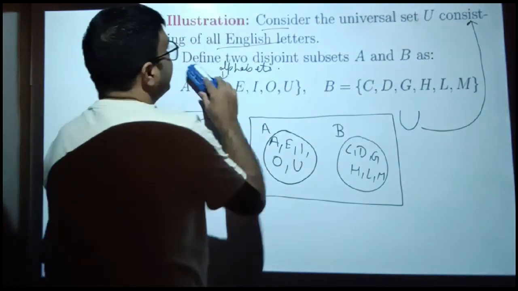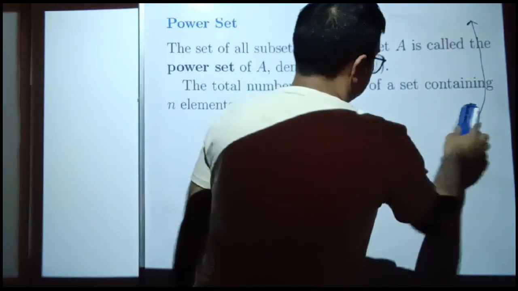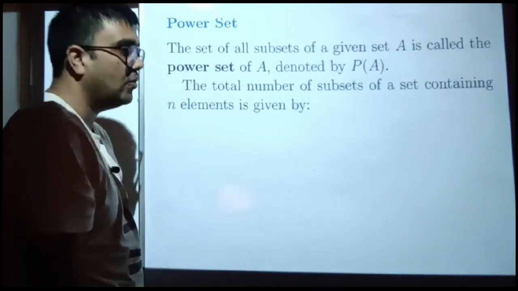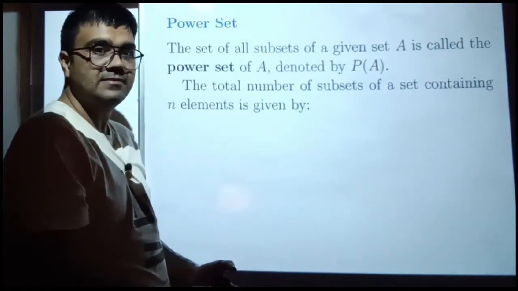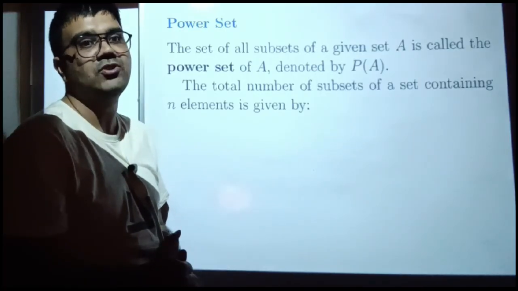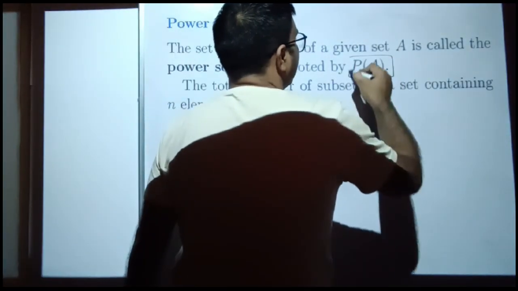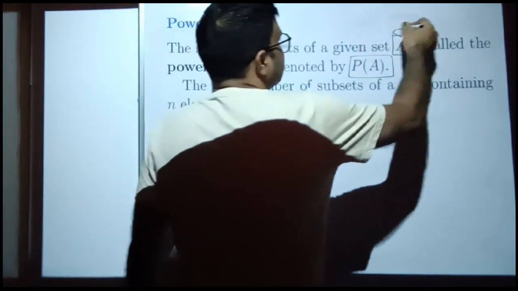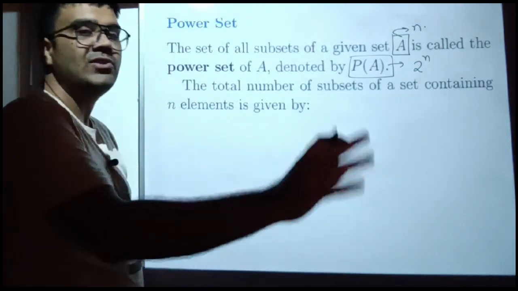Next definition we have is the power set. A set that consists of all subsets of a set is called the power set. If any set is given to us, we write all subsets of that set, and the set that is formed with those subsets is called the power set. It is denoted by P of A, corresponding to the set A. And if A has n elements, then P of A will have 2 raised to the power n elements. Proof we will see in our next slides.